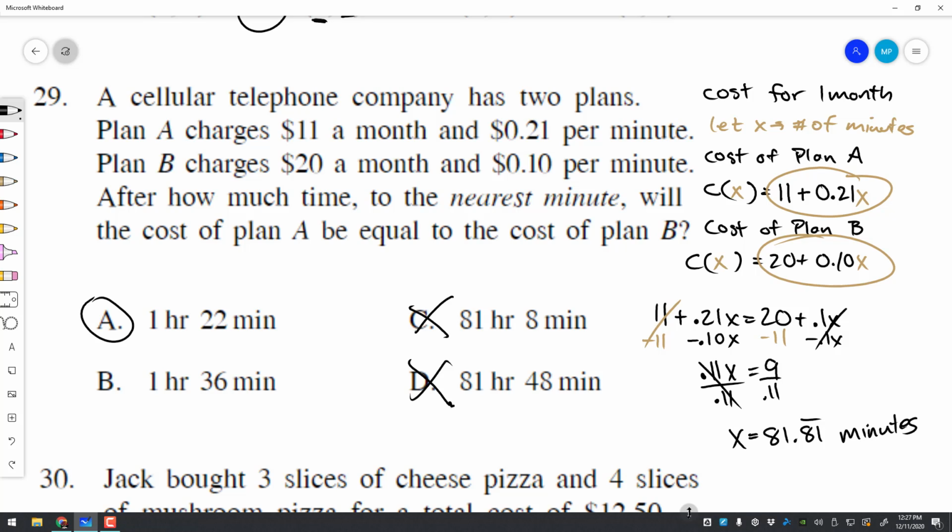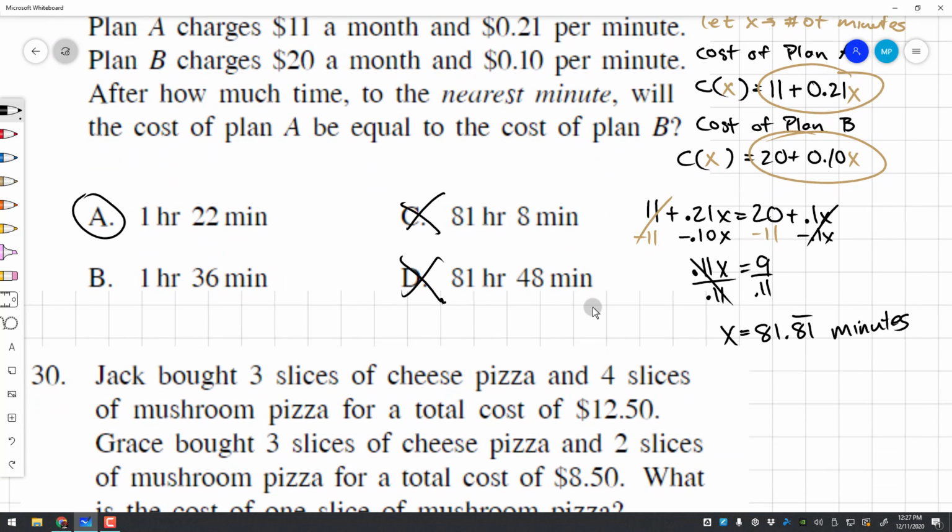So at an hour and 22 minutes, if you talk that much on the phone during the month, it doesn't matter which plan you go with, they'll cost you the same. However, if you talk more than that, you'd probably want the plan that's cheaper per minute. And if you talked less than that, you'd probably want the one that just has a smaller upfront flat fee, right? So those are some decisions that people used to have to make.